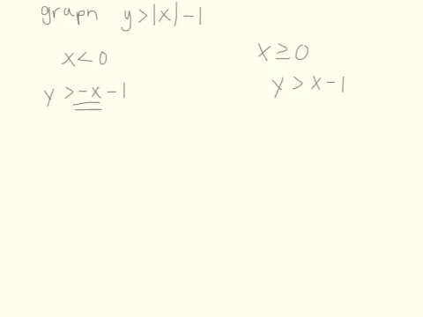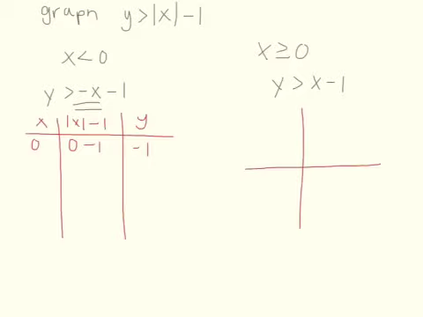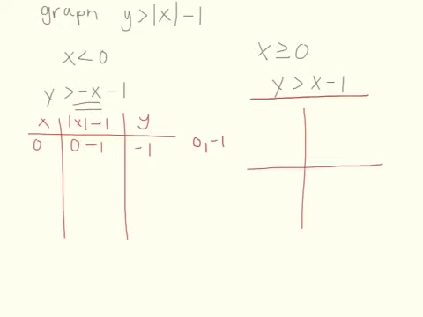We represent all other values of x, or x is greater than or equal to 0, which is positive numbers and 0, by the inequality y is greater than x minus 1. Because when we put in those numbers from this set, x is greater than or equal to 0, in our absolute value bars, our x is always going to remain positive. If we put 0 in for x, we are going to use the equation on this side. So 0 minus 1 is negative 1. That gives us our point 0, negative 1. So we can plot that point.